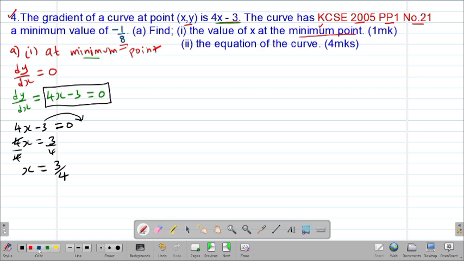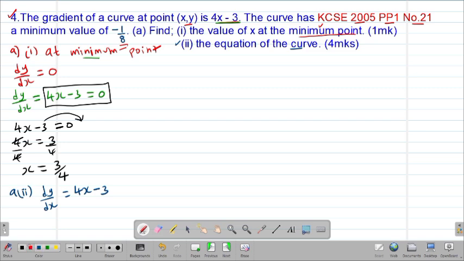Then we look at part B of the question, that is A Roman 2. In A Roman 2 of the question, we are told to find the equation of this particular curve. Of course, for the equation of the curve, we shall be forced to integrate. Now, remember, we already have the gradient function, which is dy dx equal to 4x minus 3. For us to get the equation, we just need to get the value of y.